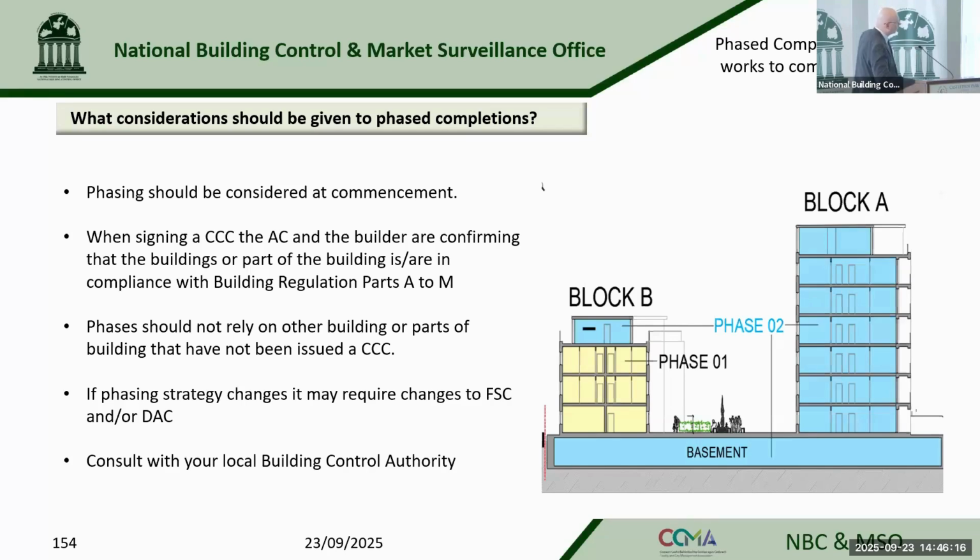So in that diagram there, someone is trying to phase an occupancy on top of a basement which hasn't been CCC'd yet. You can't do that because you're relying on a structure which hasn't had compliance confirmed. So you would have to reverse that. The basement and its fire cert would have to be shown to be compliant before you could occupy that, and then you could occupy the subsequent areas.